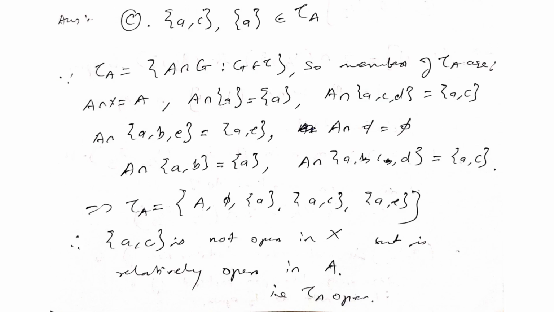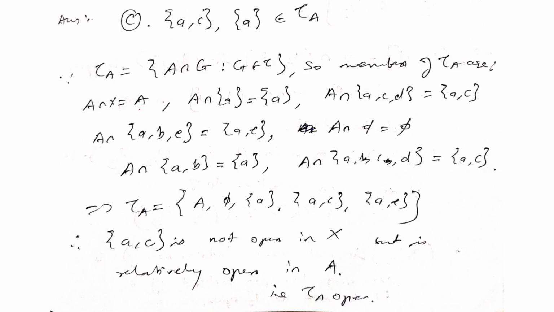So yes, the correct option will be C. That is AC, comma, set AC, comma, set A, that belongs to tau A. So how will we get it? Since tau A is what? A intersection G, where G belongs to tau. So the members of tau A will be like this, right?